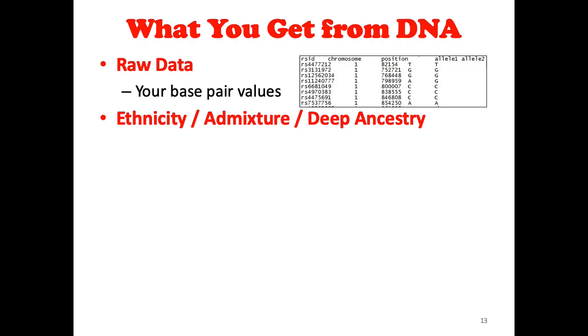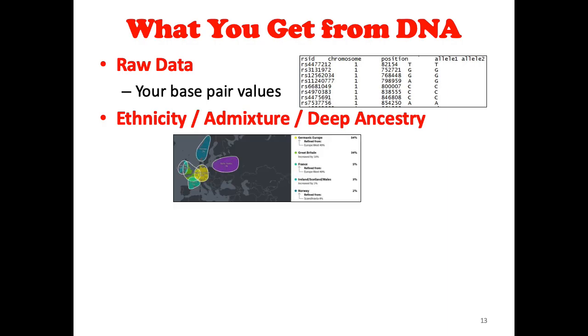The other thing is that you get either your ethnicity, which comes from your autosomal results, or you get deep ancestry, which comes from Y-DNA or mitochondrial DNA. And that is, where do your ancestors come from?